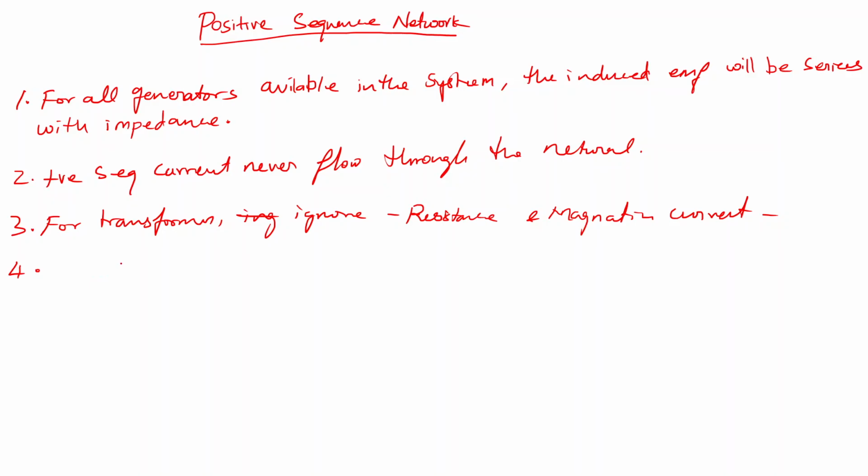Next, fourth observation. For transmission lines, we will ignore resistance and shunt capacitance. It is applicable for symmetrical as well as unsymmetrical faults. So this also we know. I don't want to write it because you are already very familiar with that. So for transmission line, we will ignore resistance and shunt capacitance.